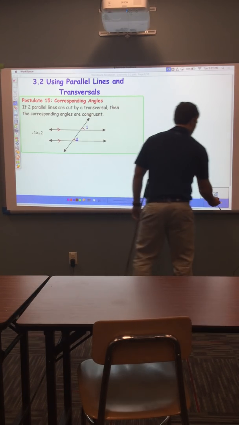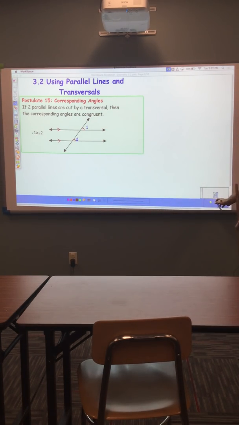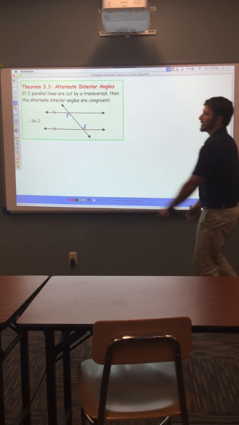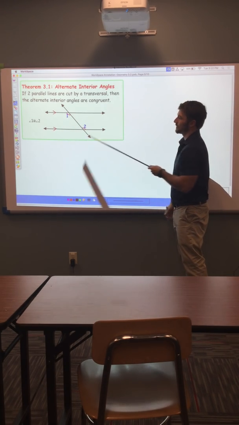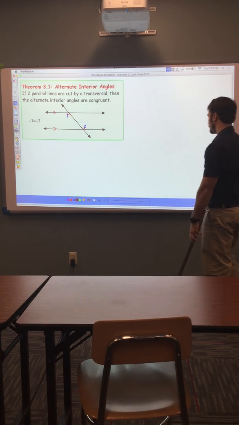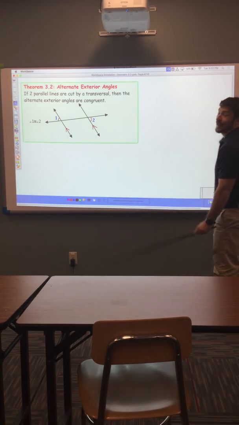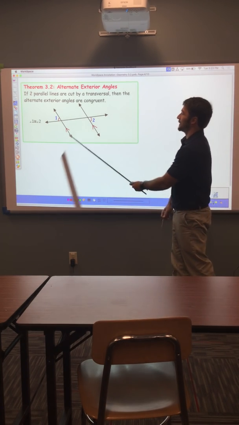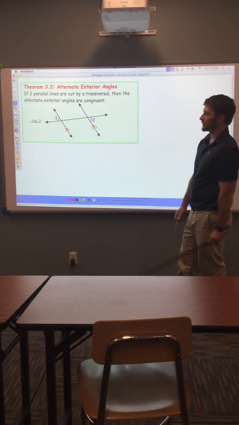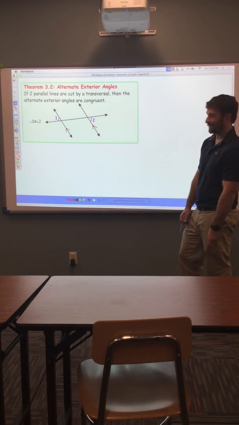Same thing is going to be true for alternate interior angles. So again, if you have two parallel lines, alternate interior angles will be congruent as well. Alternate exterior, same thing. Again, you have to have the parallel lines. Here, angles 1 and 2 are alternate exterior, so they would be congruent.